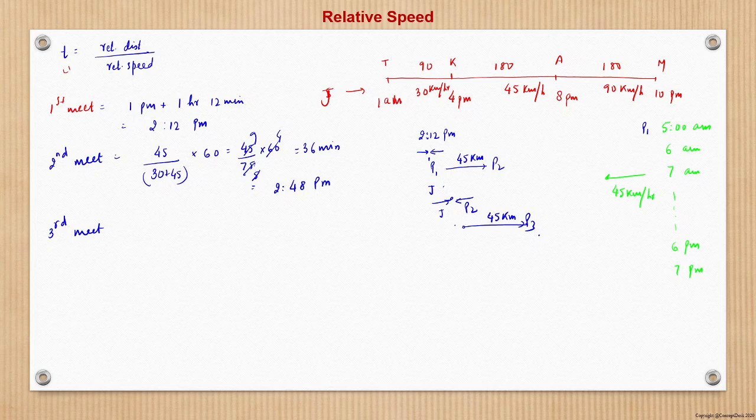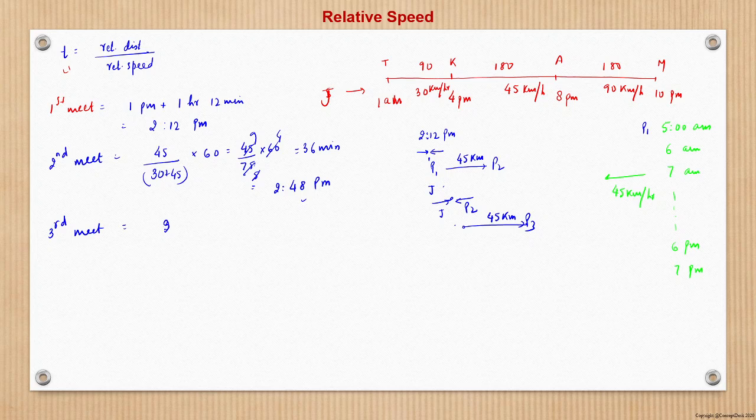So Jodhpur and the third passenger train will cover a distance of 45 kilometers and meet after a time which is again 45 upon, now see, the third meet happens here. The speed of Jodhpur is 30 only, so 45 upon 30 plus 45, which is the same as 36 minutes.